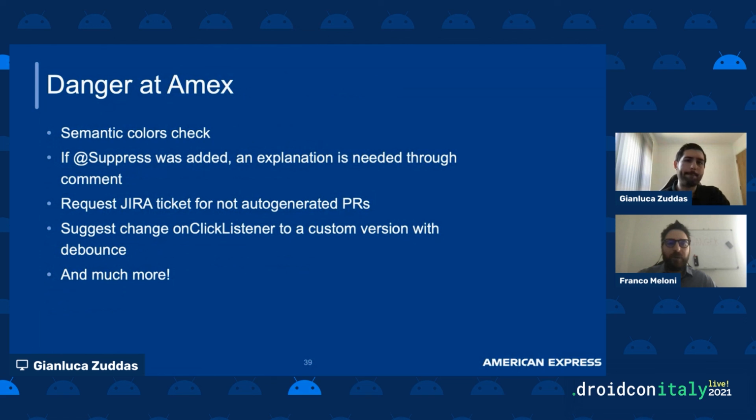At American Express, we use Danger as well, both Danger Swift and Danger Kotlin. And we have a lot of checks, but the most interesting ones are: we have our own semantic colors, so we check if you're using those instead of the system ones. Every time an @Suppress is added, we require a comment adding an explanation of why that @Suppress is added. For auto-generated PRs, where applicable, we request a Jira ticket. And finally, we suggest to use our custom version with the bounds of the on-click listener instead of the system one.